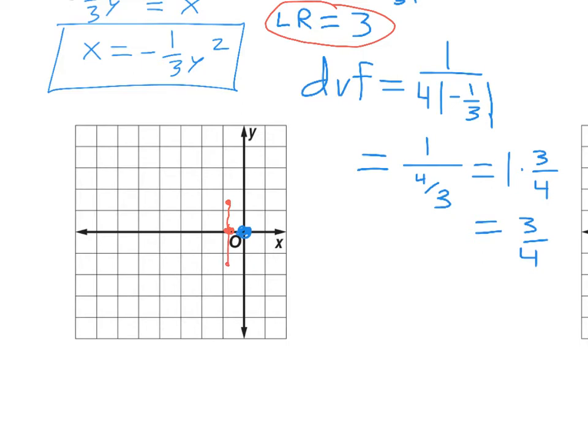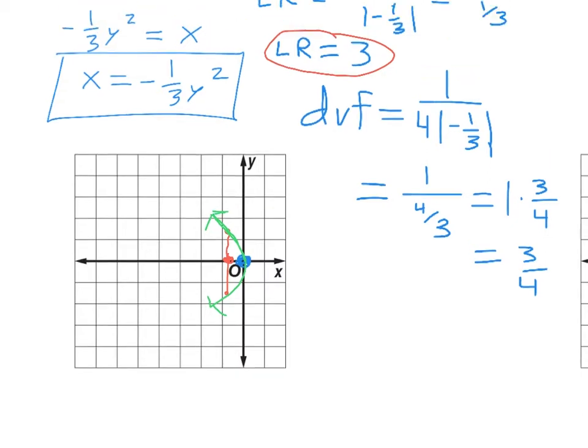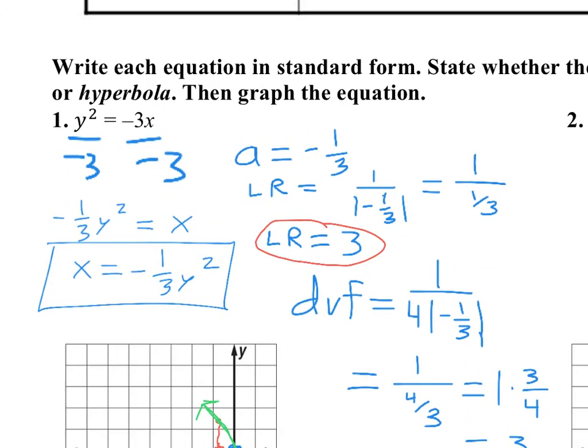Okay, so now I'll make my parabola in green. And I'm okay with only 3 coordinates if you use the latus rectum method. Alright, what else did they want in the directions? We found the equation in standard form. We didn't identify it, so let me write that down. This is a parabola, and we know that because the x is not squared. Alright, so standard form, identify it, and graph the equation. Looks like we're done with number 1.